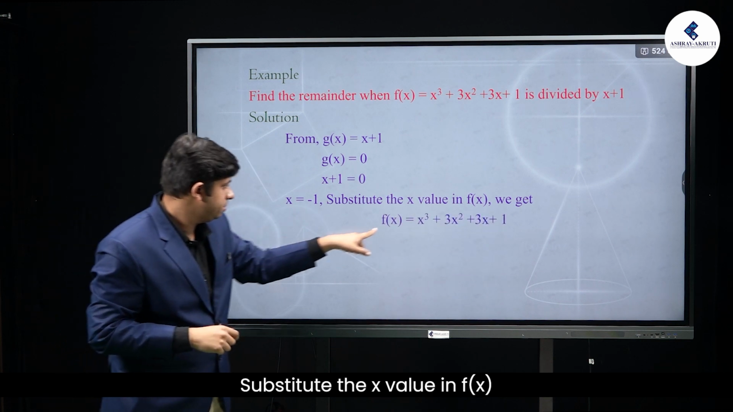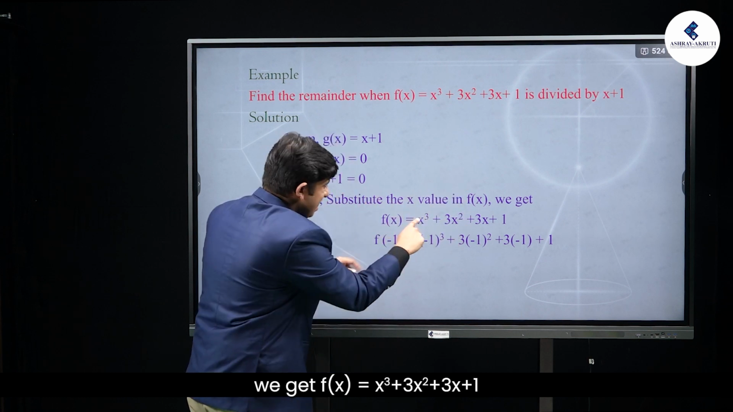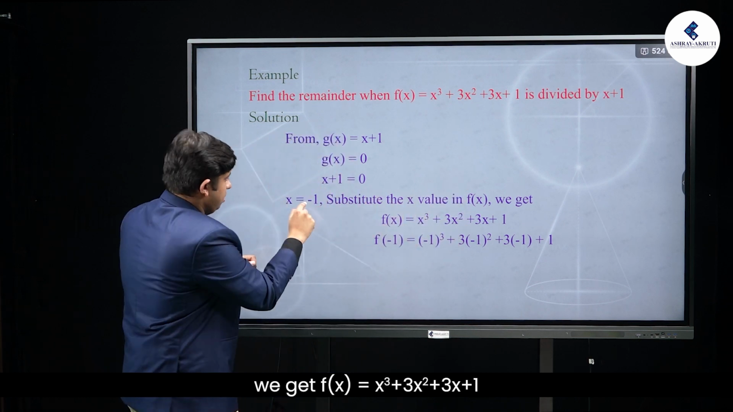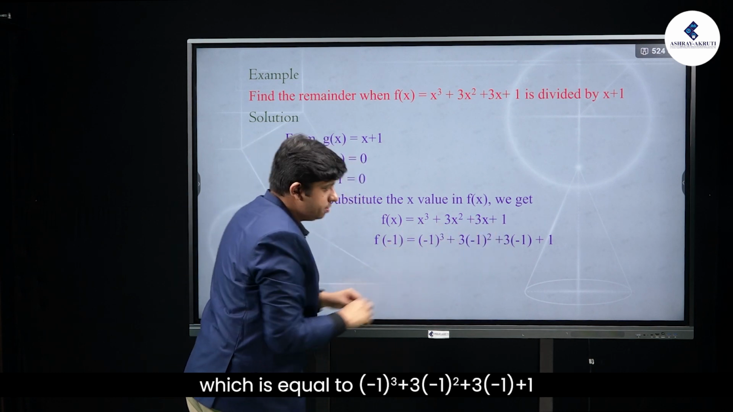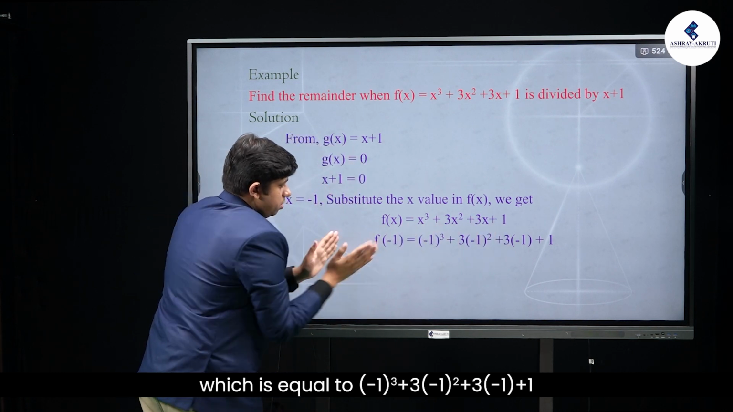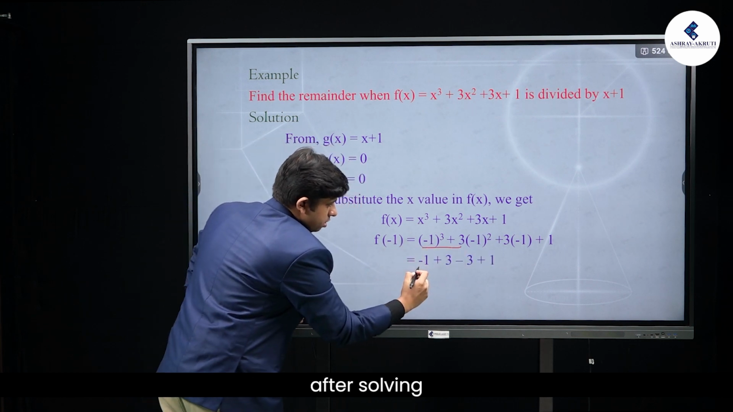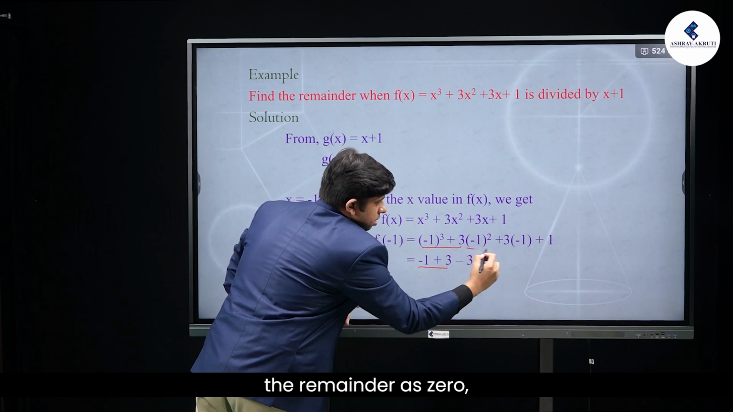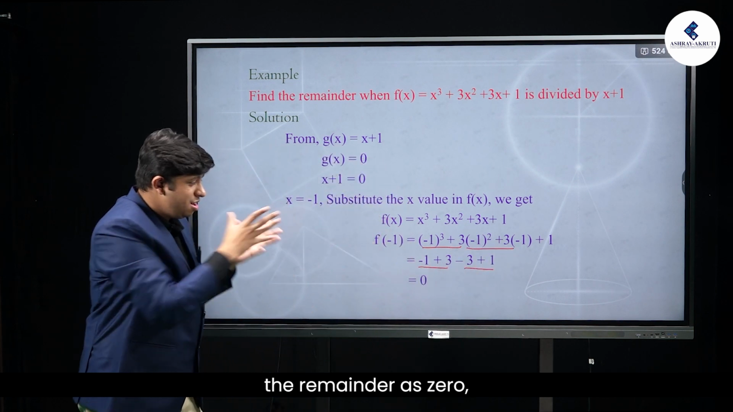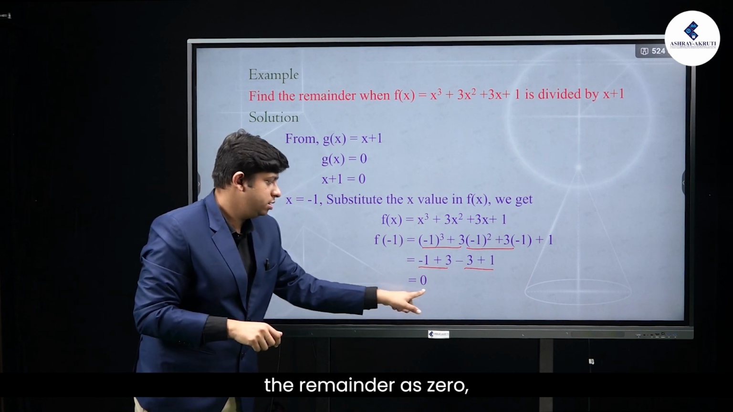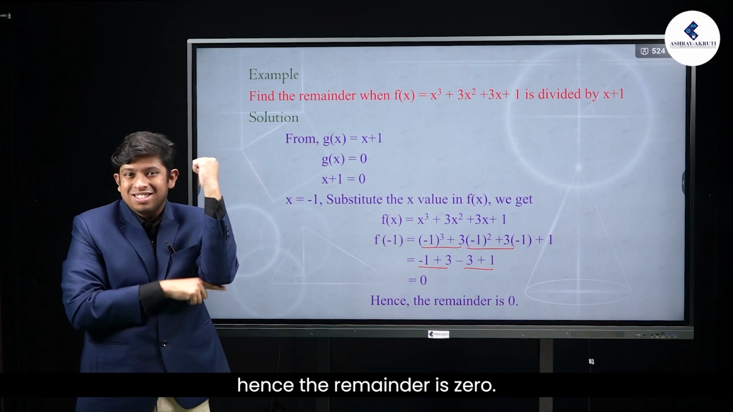Substitute the x value in f of x. We get f of minus 1, which is equal to minus 1 cube plus 3 into minus 1 square plus 3 into minus 1 plus 1. After solving all the things, we get the remainder as 0. Hence, the remainder is 0.